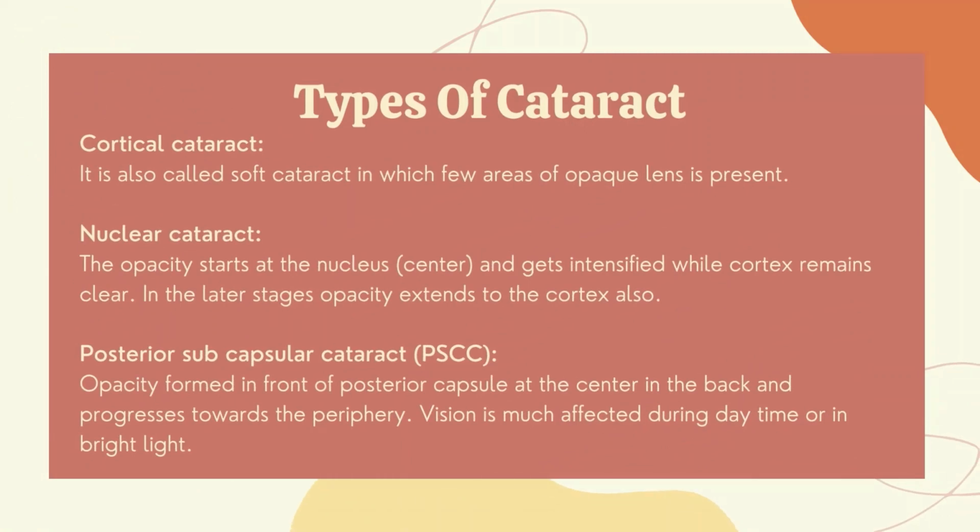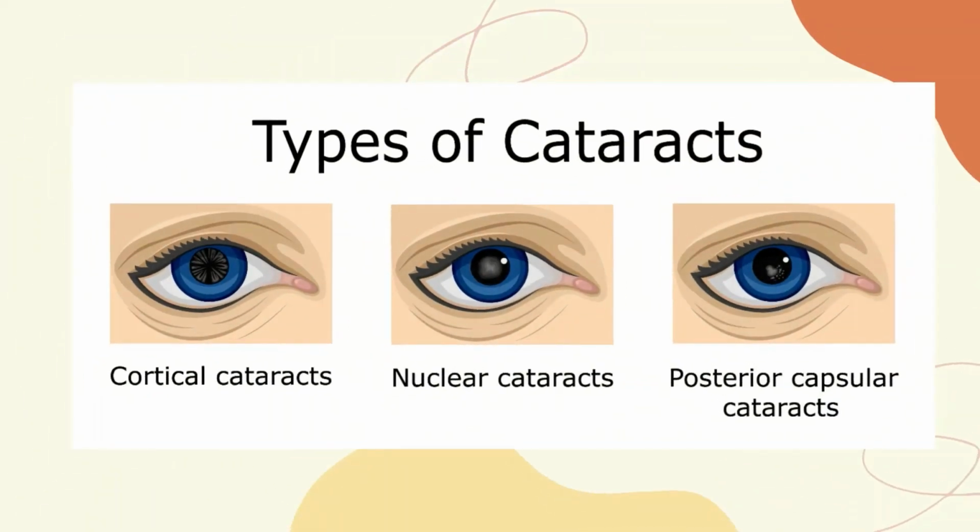Types of cataract. Cortical cataract. It is also called soft cataract, in which few areas of opaque lens is present. Nuclear cataract. The opacity starts at the nucleus and gets intensified while cortex remains clear. In the later stages, opacity extends to the cortex also. Posterior subcapsular cataract. Opacity formed in front of the posterior capsule at the center in the back and progresses towards the periphery. Vision is much affected during daytime or in bright light.